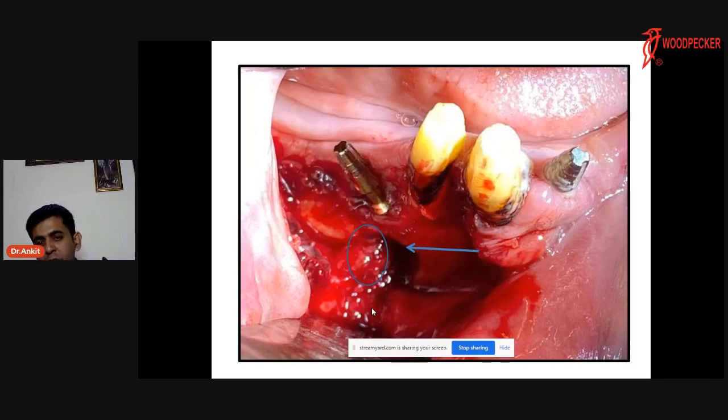Obviously, when we use piezotomy, the surgeon or the implantologist also feels less stress and fear while working in such a delicate area, right? So now you can see in this diagram, what you can appreciate is that the arrow depicts the previous position of the mental foramen, whereas the anatomical structure presented in the oval is depicting the position of the inferior alveolar nerve, right?